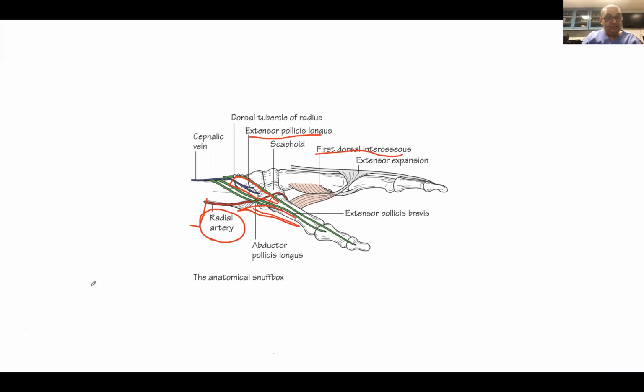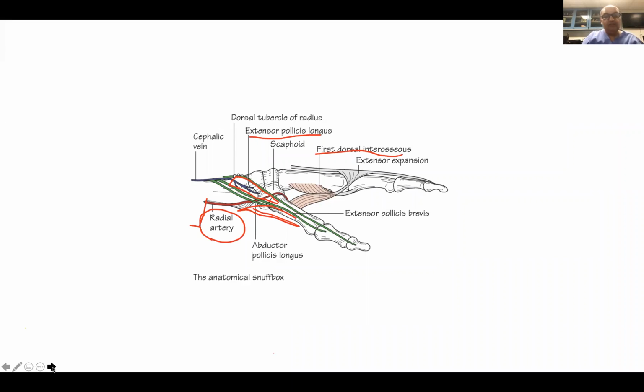So flexor digitorum is extrinsic. Yes, perfect. Kaniz, you are right now. So the extrinsic muscles are flexor digitorum superficialis and profundus, and the intrinsic muscles are these tiny hypothenar and thenar eminence muscles.